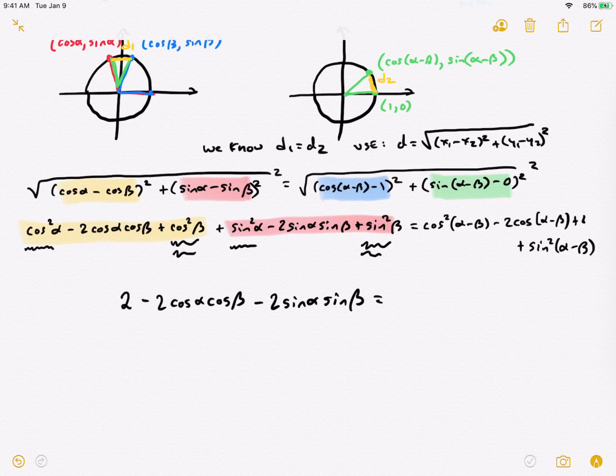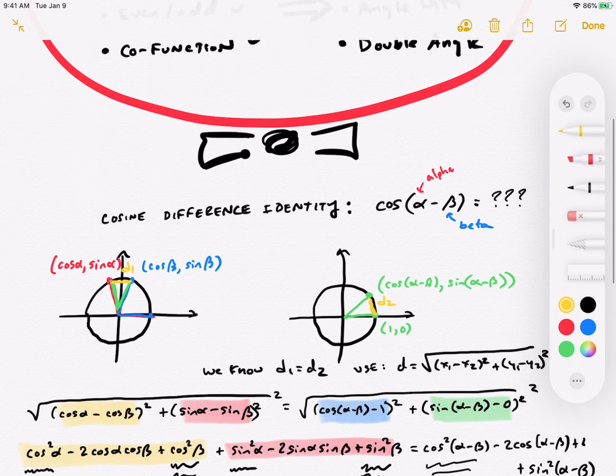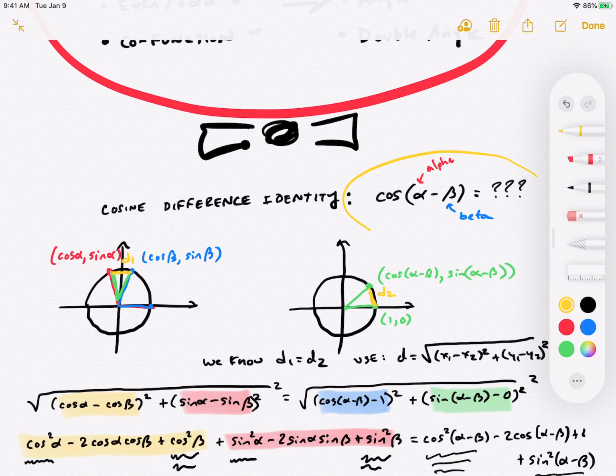And on the other side of the equation, I'll notice that I also had a cosine squared plus a sine squared. And then I had another 1 here that I got when I expanded the blue binomial there. So 1 and 1 again is 2, and it's 2 minus 2 cosine of alpha minus beta. Okay, so I'll remind you that what we were trying to do here all along was come up with a nice way to rewrite cosine of alpha minus beta. And you can see now that we're actually very, very close to that.